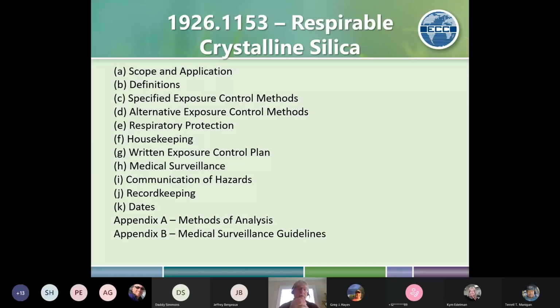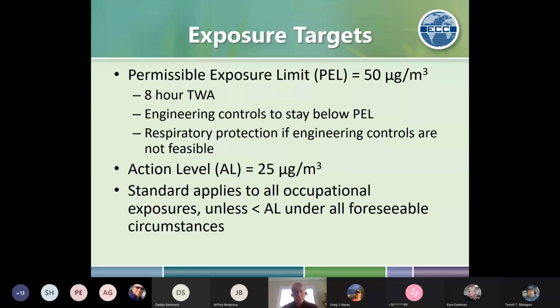The standard talks about a written exposure control plan, medical surveillance, and hazard communication. So I mentioned the exposure targets. The permissible exposure limit for respirable crystalline silica is 50 micrograms per cubic meter. So that's 0.05 milligrams, which, if you're familiar with OSHA standards for other materials, is pretty low. And that's as an 8-hour time-weighted average.